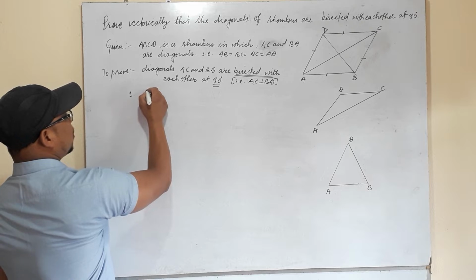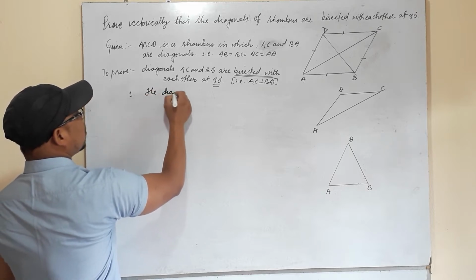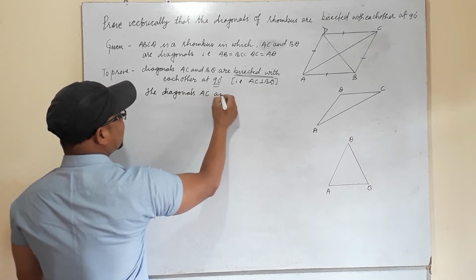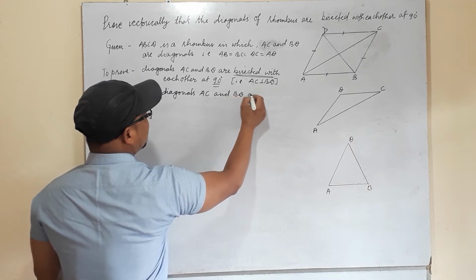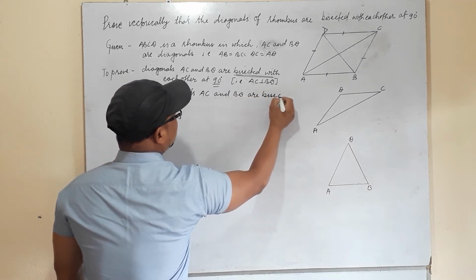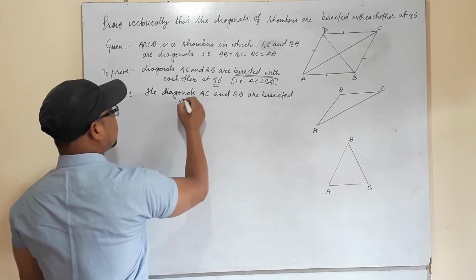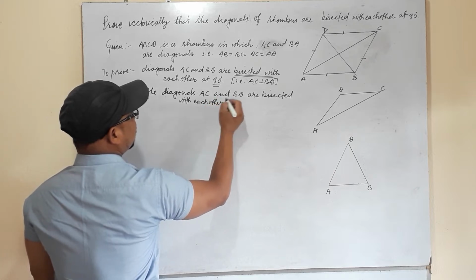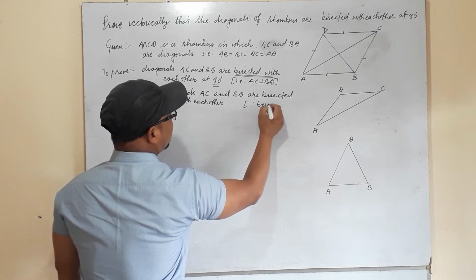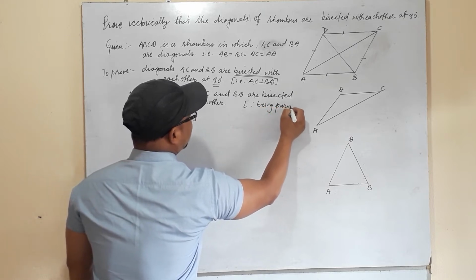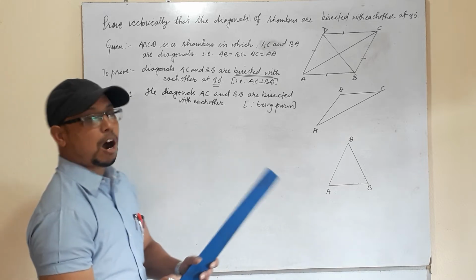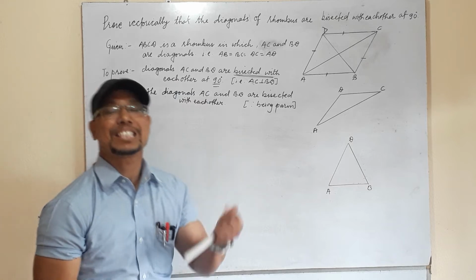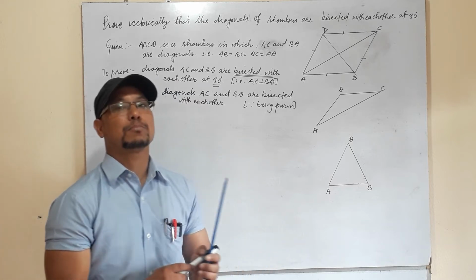So let me write one number first. One: the diagonals AC and BD are bisected with each other. The reason is, being a parallelogram. Now our main focus is on 90 degrees. They are bisected with each other at 90 degrees. Now let's prove 90 degrees.